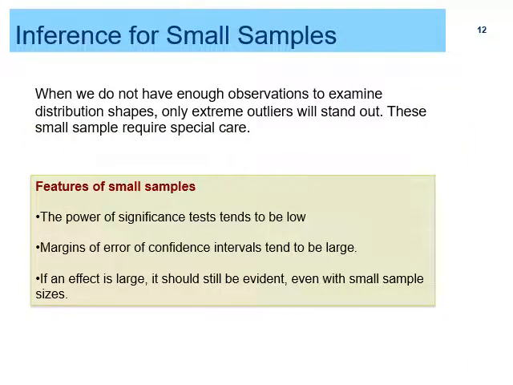So, inference for small samples: when we do not have enough observations to examine distribution shapes, only extreme outliers will stand out. These small samples require special care, and for that, the power of significance tests tends to be low and the margin of error of confidence intervals tends to be large. And if an effect is large, it should still be evident even with a small sample size.